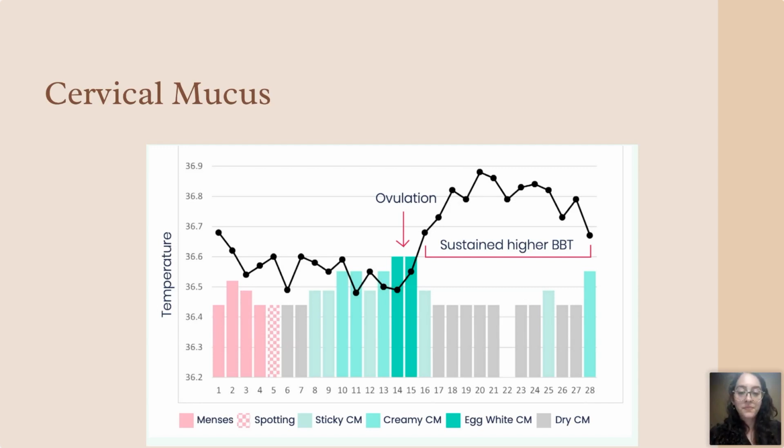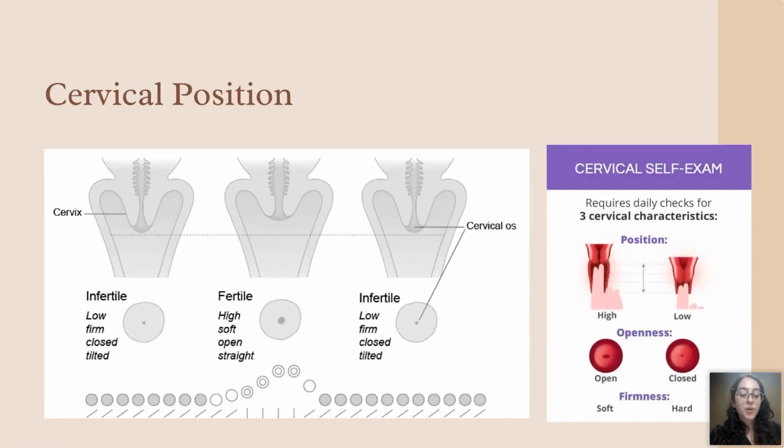The next thing is cervical position. Cervical position is also going to change throughout the month, whereas when you're more infertile, your cervix is going to be closed. It's going to be sitting a little bit higher or a little bit lower, and it's also going to be a little bit more firm. And then during your fertile time, the cervix is going to open up slightly because it wants to allow that sperm to go through. It's going to feel a little bit more soft and a little bit more open.